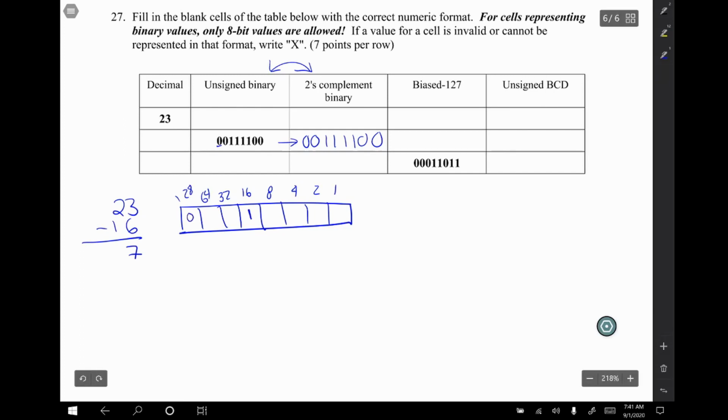That means I don't have 128 in it, I don't have a 64, I don't have a 32. I also don't have an 8, but I do have a 4. So let's pull a 4 out. We're left with 3. I have a 2, so I pull out a 2. I'm left with 1, and I have a 1, and that gets us all the way down to 0. So 23 in unsigned binary is 0, 0, 0, 1, 0, 1, 1, 1. Now notice, it starts with a 0, so guess what? It just copies over.